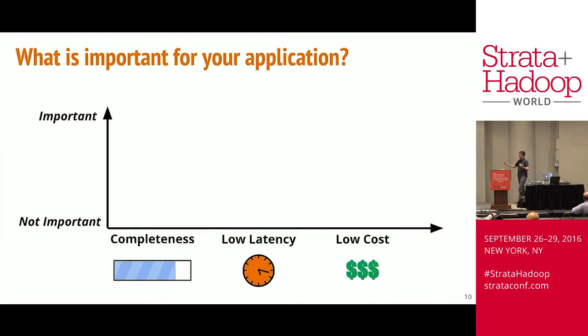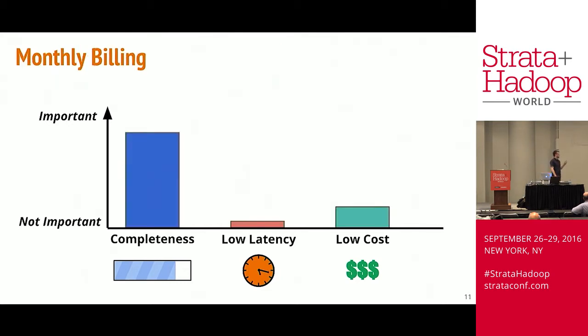So let's look at some use cases and see where different applications come down on these dimensions. So here on the vertical axis, I've rated important and not important. It's a bit fuzzy, but this is just going to be a crude graph anyhow. And across the horizontal axis, I've put completeness, low latency, and low cost. So let's see what's important for different applications.